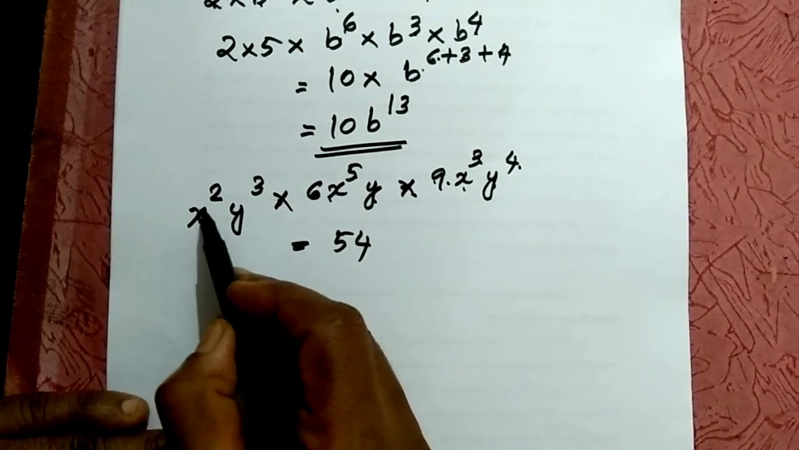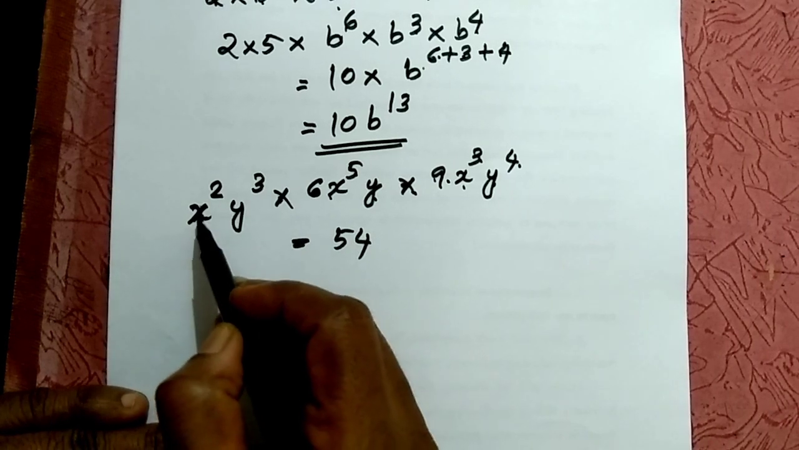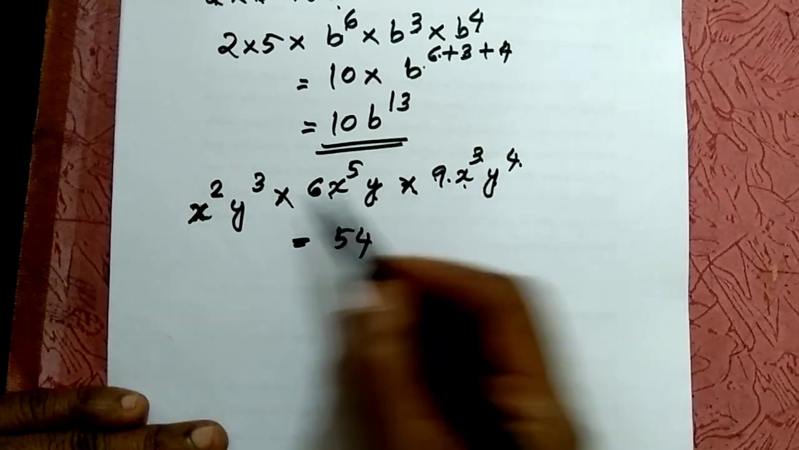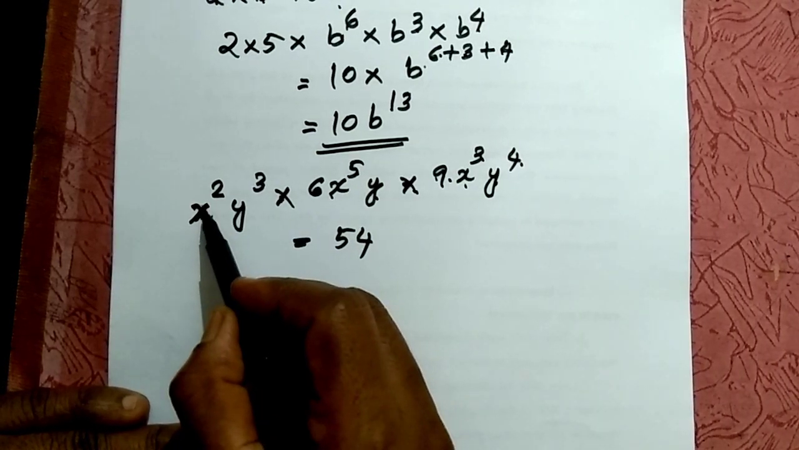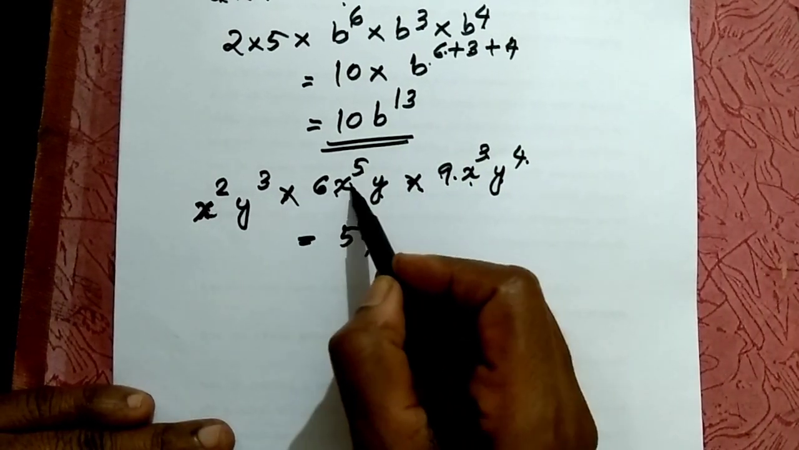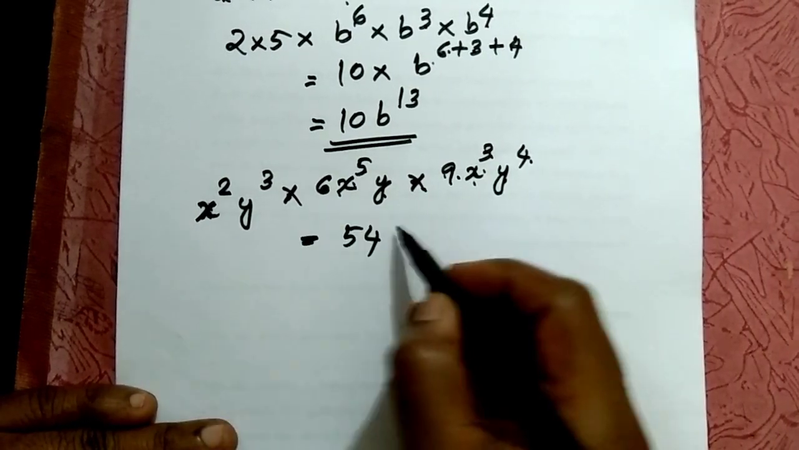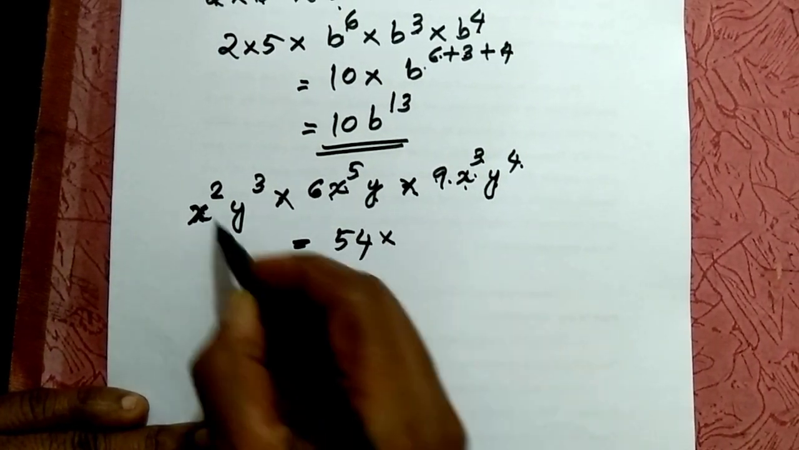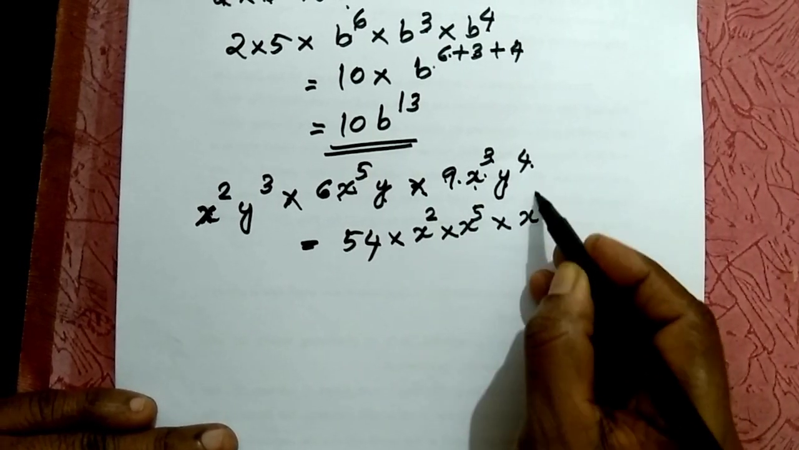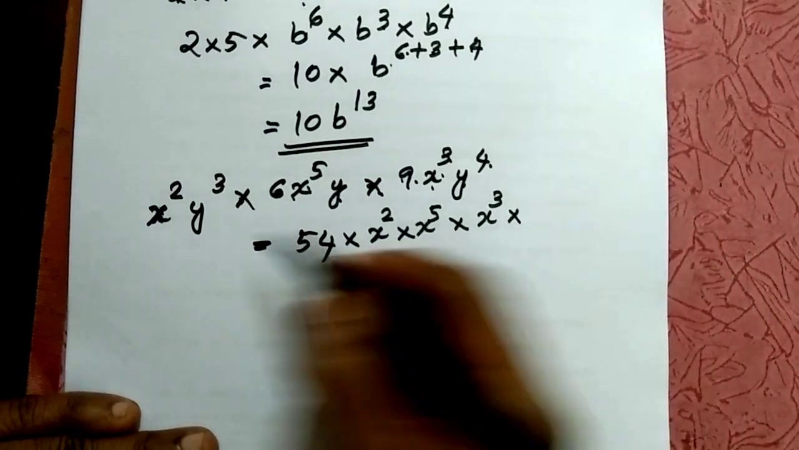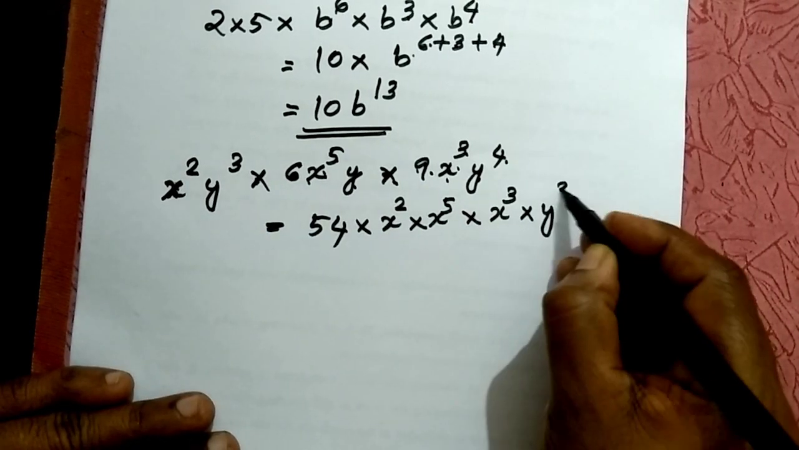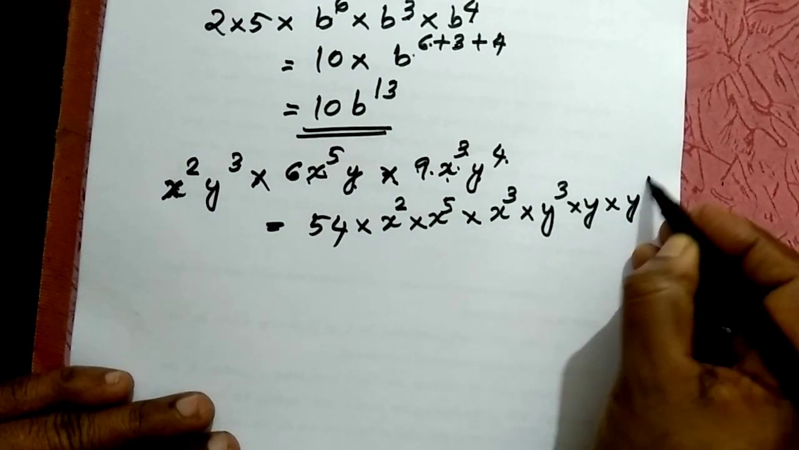Then the exponents which have the same base can be taken together. That is x raised to 2, here x raised to 5, here x raised to 3. So x square into x raised to 5 into x cube. So this can be split like this: 54 into x raised to 2 into x raised to 5 into x raised to 3 into, then the y terms can be taken together, that is y raised to 3 into y raised to 4.